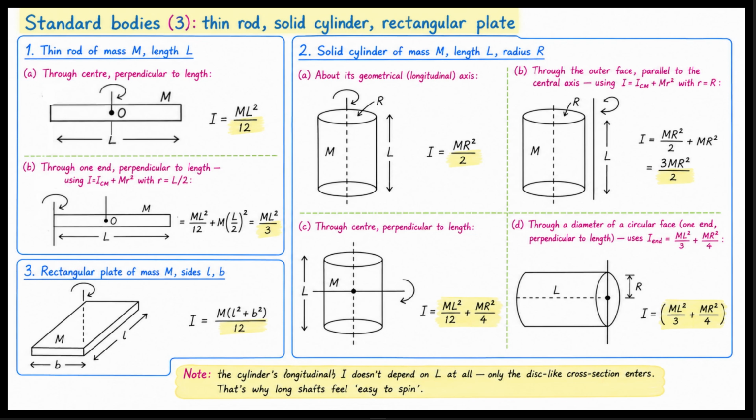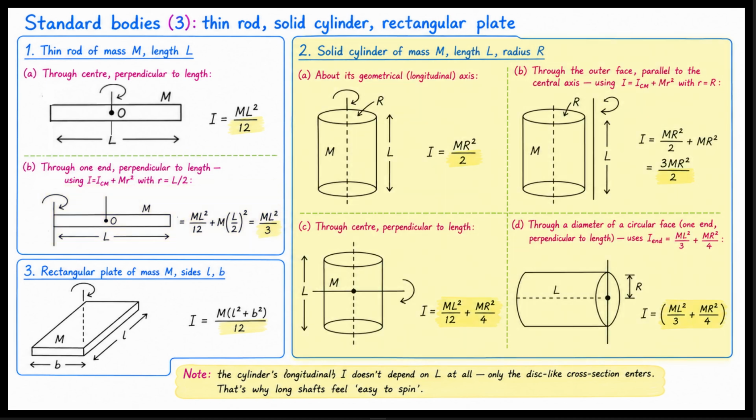Three more standard shapes. For a thin rod of mass m and length l, the moment of inertia about a perpendicular axis through the center is ml squared over 12. About a perpendicular axis through one end, using I equals I_CM plus mr squared with r equal to l over 2, the result is ml squared over 12 plus m times l squared over 4, which is ml squared over 3.